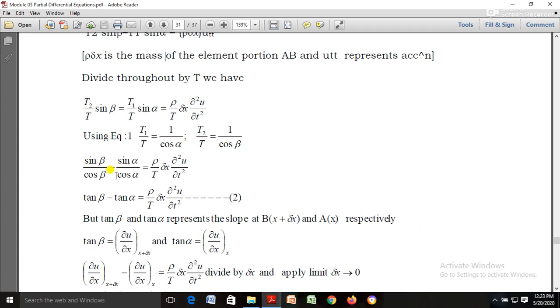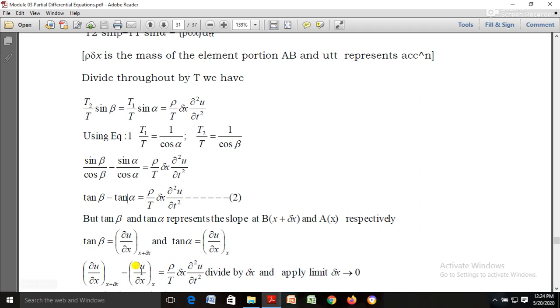Using this, sine beta by cos beta minus sine alpha by cos alpha is equal to rho by T delta x dou square u by dou t square. Sine by cos means tan, so tan beta minus tan alpha is equal to rho by T delta x dou square u by dou t square, called equation 2. But tan beta and tan alpha represent the slopes at B, x plus delta x, and A, x, respectively. Therefore tan beta is equal to dou u by dou x at x plus delta x, and tan alpha is equal to dou u by dou x at x.